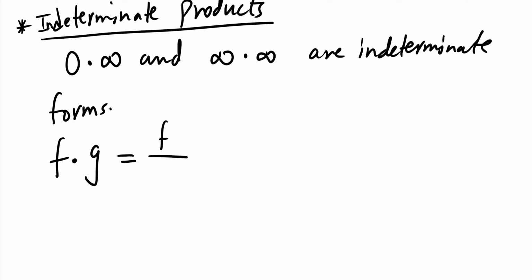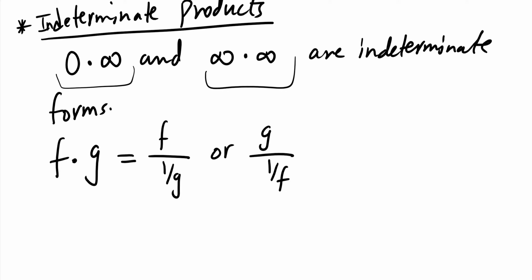Rewrite as f over, like bring one of the functions down, 1 over g, or you can keep the g up there and bring the f down, depending on which one is more convenient to bring down. And the reason we do this is because after we pass the limit to this new form, we are hoping that we're going to get either 0 over 0 or infinity over infinity. Then we can use L'Hopital. So L'Hopital cannot be used straightforward when you see one of these two forms.